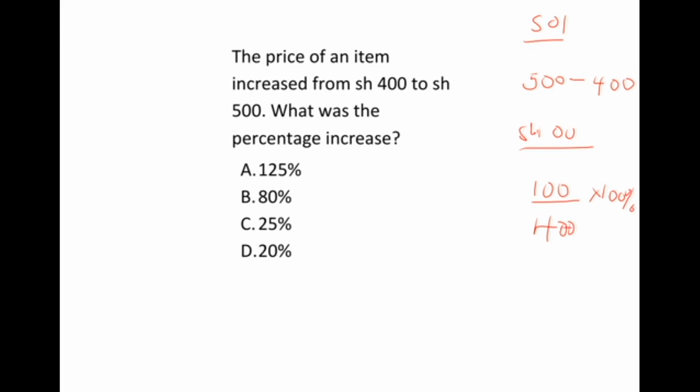This 20 will cancel with this 20. Divide by 4, 1. 100 divided by 4, we get 25. Therefore, the percentage increase was 25%. Hence, our correct choice is C, 25%.